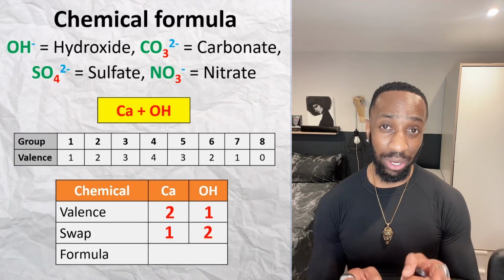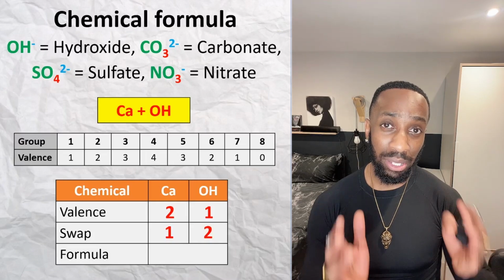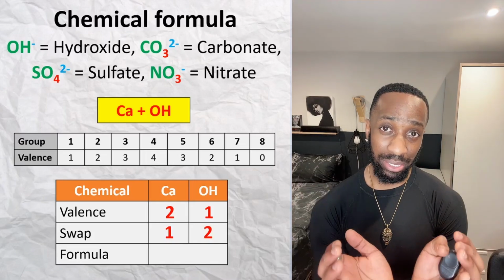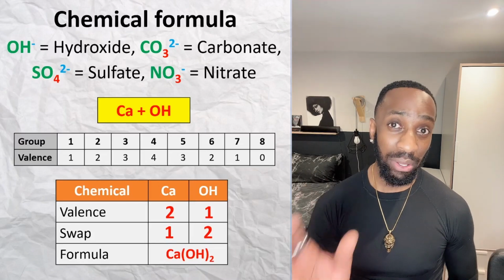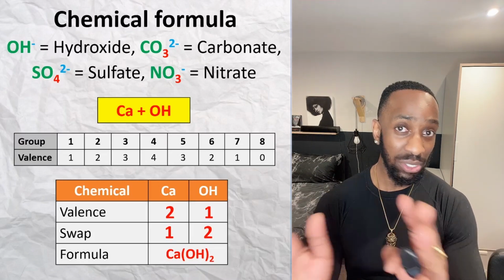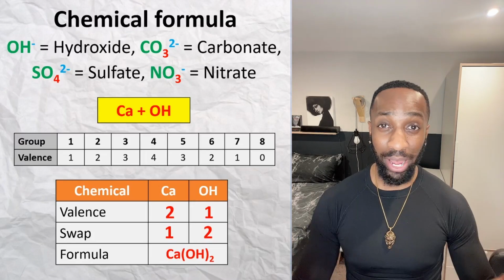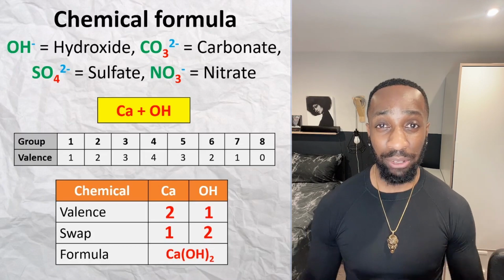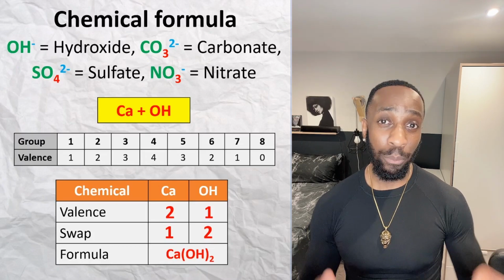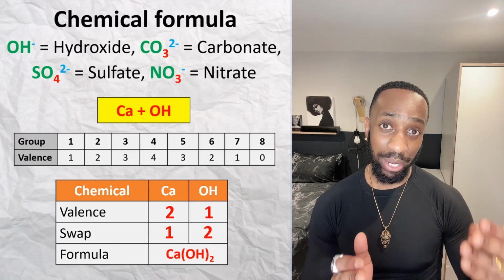This is the tricky part here. Because we've got 2 lots of the hydroxide, we have to put brackets and a 2 on the right-hand side of that bracket. But we keep the calcium as just nothing, because remember, 1, you don't write a number when you just have 1 of it. So the full formula for calcium hydroxide is Ca(OH)2.